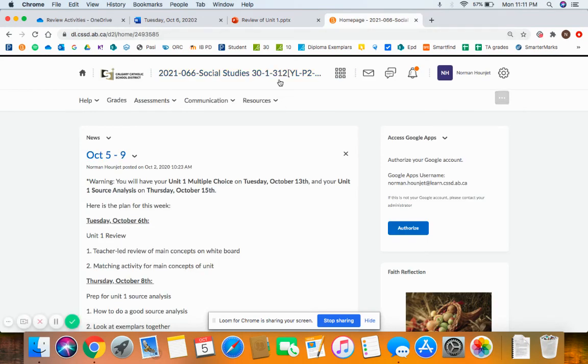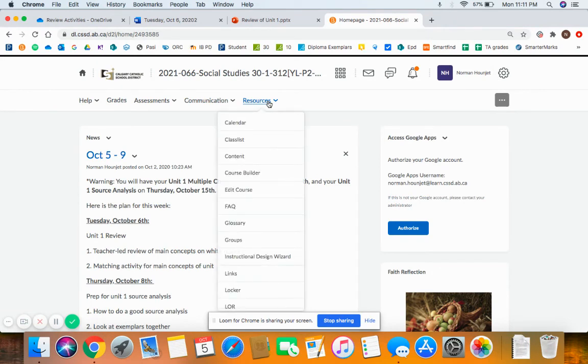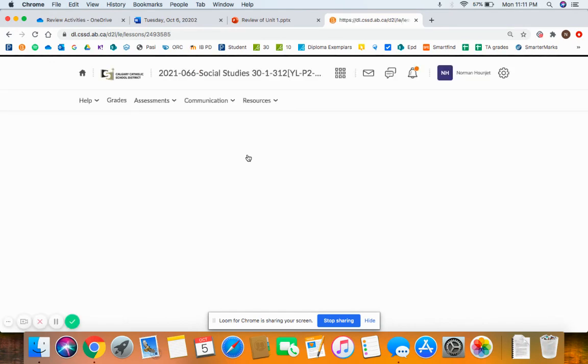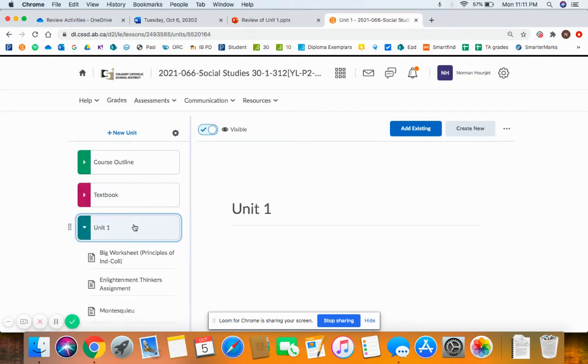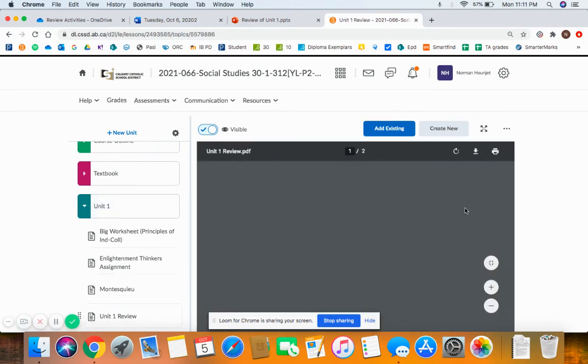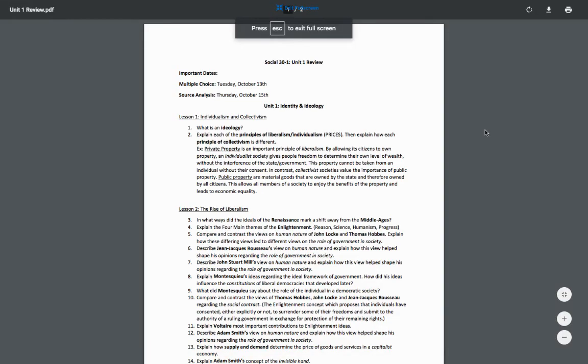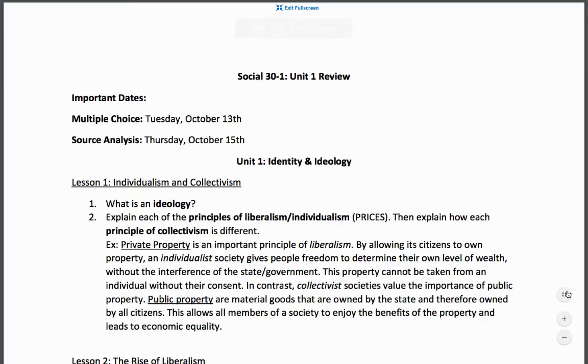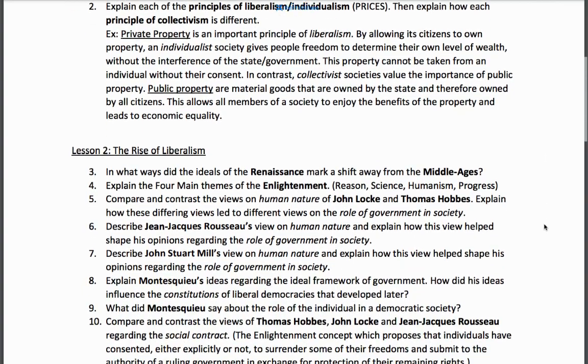Now that you've done this, what you can do is go into D2L. So here's D2L, and you can click on Resources, click on Content, and you can take a look at Unit 1, scroll down, and click on the Unit 1 review. Then you can make it big so you can see it. So here's a little reminder that your multiple choice is going to be Tuesday of next week, October 13th. And your source analysis, which is your first written response, is going to be Thursday of next week, October 15th. Here are some questions to help you get ready for those two tests.